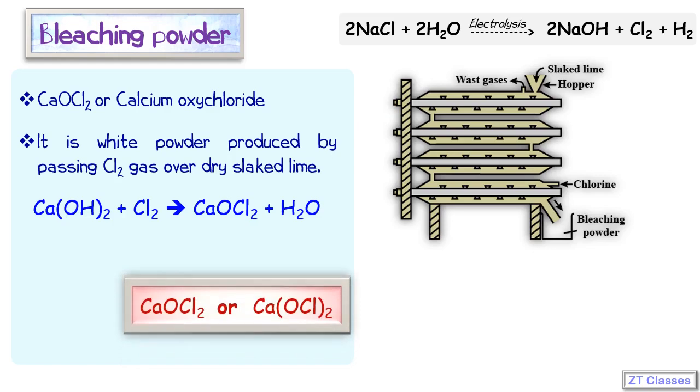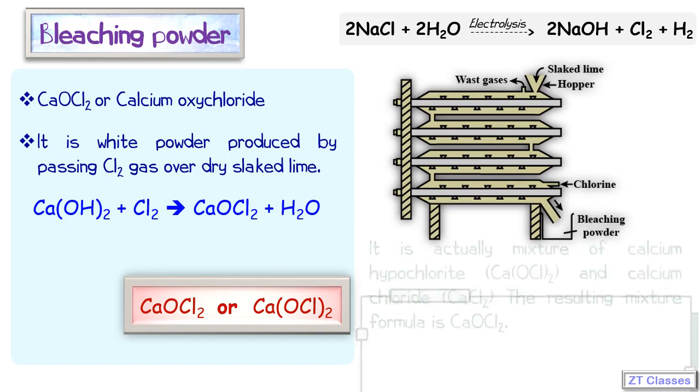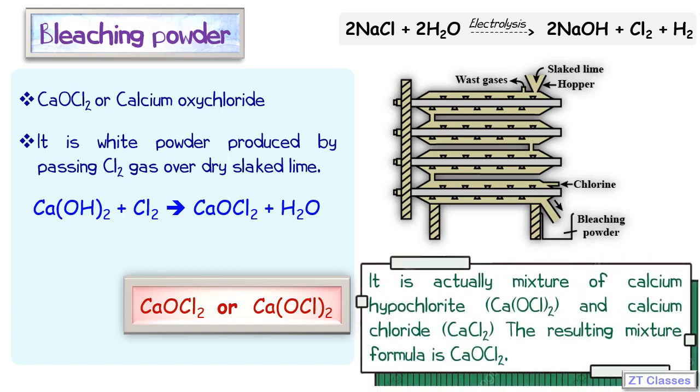Another question is, at maximum places you will find the formula of bleaching powder written as CaOCl2, but at a few places the formula you will find is Ca(OCl)2. Now which one is correct? Both the formulas are correct. Your bleaching powder is actually a mixture of Ca(OCl)2 and CaCl2. This mixture becomes your bleaching powder, and then we take it in equilibrium. The formula is CaOCl2.